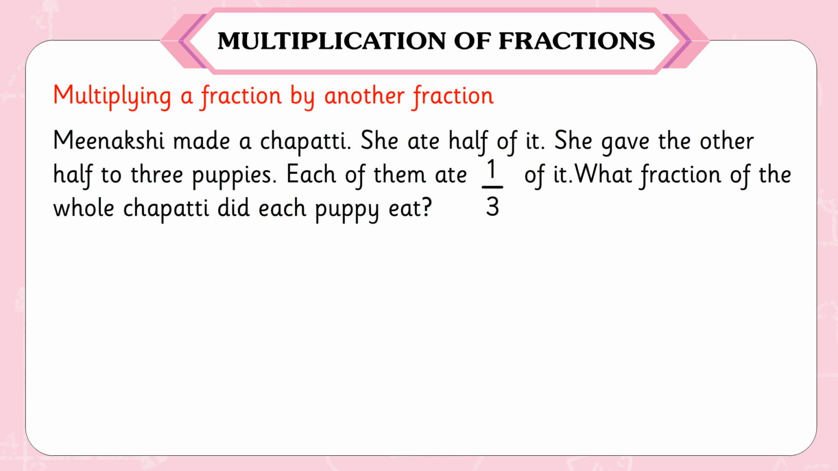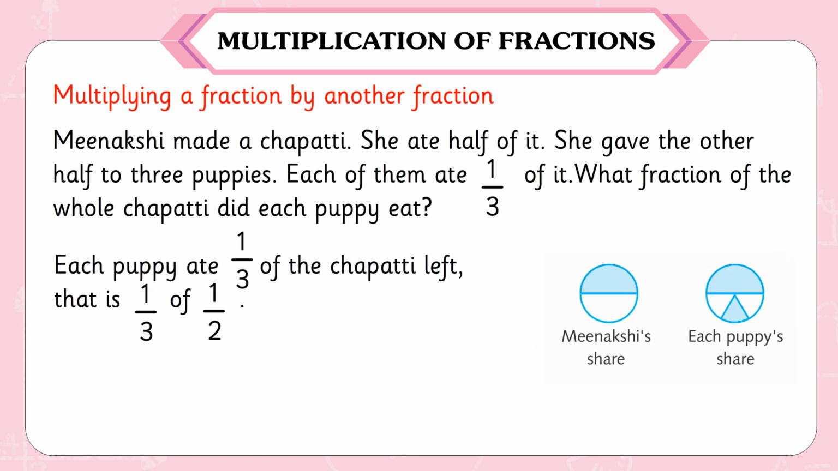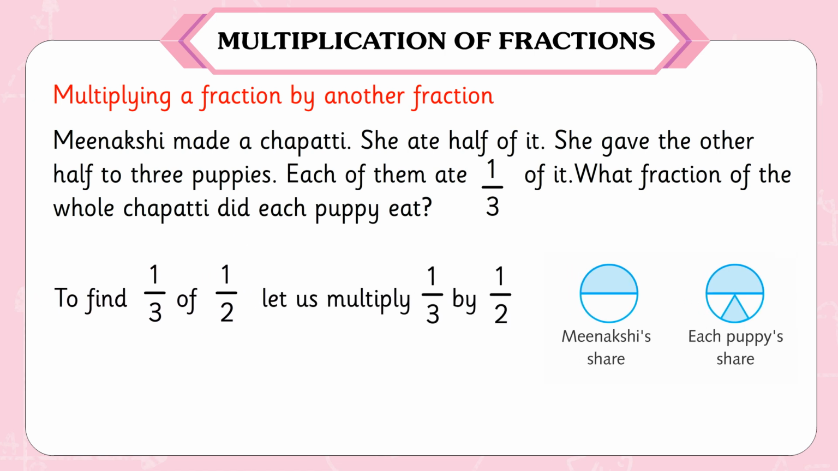Meenakshi made a chapati. She ate half of it. She gave the other half to 3 puppies. Each of them ate 1/3 of it. What fraction of the whole chapati did each puppy eat? Each puppy ate 1/3 of the chapati left, that is 1/3 of 1/2. To find 1/3 of 1/2, let us multiply 1/3 by 1/2.